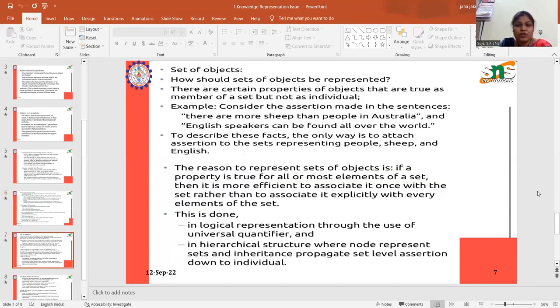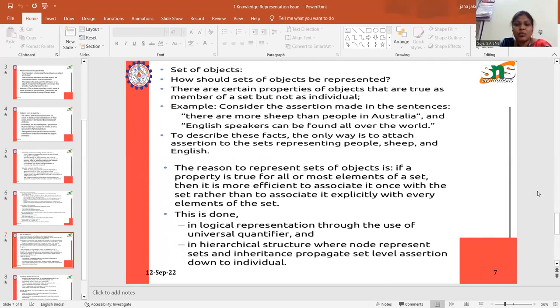Sets of objects. How should sets of objects be represented? There are certain properties of objects that are true as members of a set, but not as individuals. Then to describe these facts, the only way is to attach assertions to the sets representing people, sheep, and English. In the above example, consider the assertions made in the sentences: there are more sheep than people in Australia, and English speakers can be found all over the world.